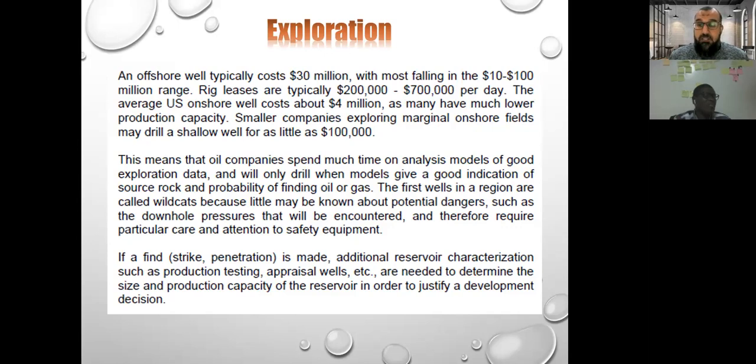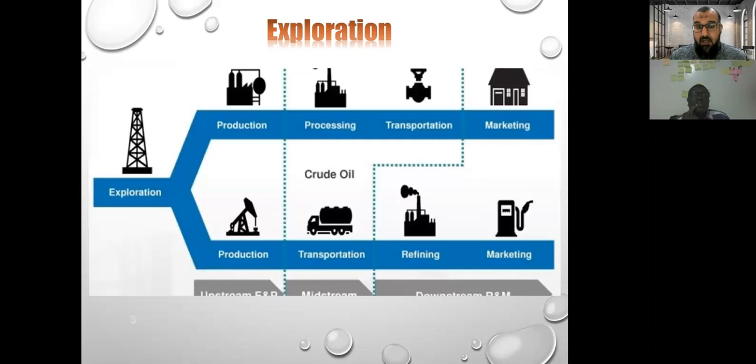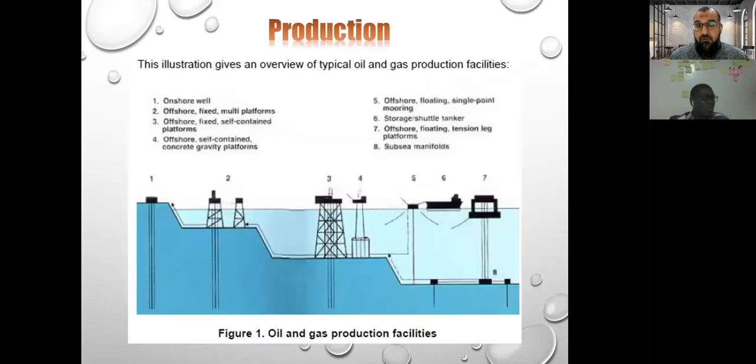That's why they need to run analysis models on good exploration data many times, so that they can know exactly whether there is any oil and gas in this area or not. For exploration, as I said, we have production either onshore or offshore. For production, we have many types of typical oil and gas production facilities.